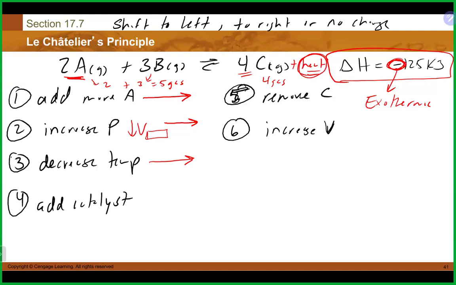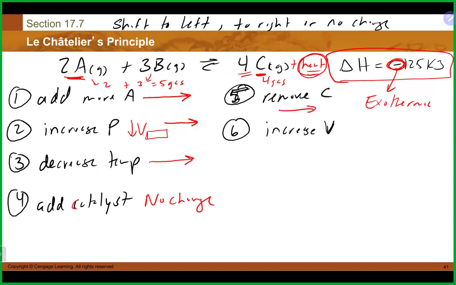In this case, we're going to add a catalyst, which again will actually have no change in this case because it will not cause the reaction to shift one way or the other. It just gets you there quicker. We're going to remove C. So C is over here on our product side. So when we remove it, it's going to go towards it to fill the hole. So it's going to shift to the right.